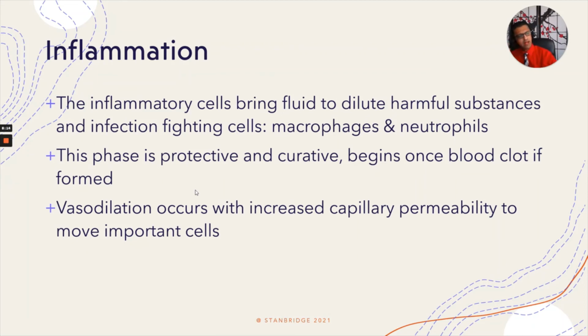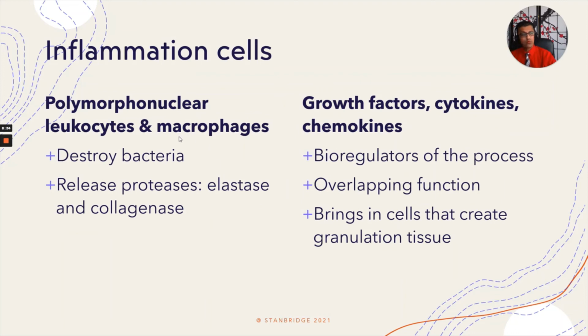Alright, so now we go to the inflammation. The inflammatory cells bring fluid to dilute harmful substances, and infection-fighting cells, macrophages and neutrophils. This phase is protective and curative, and begins once the blood clot is formed. Vasodilation occurs with increased capillary permeability to move important cells. So we want inflammation. Inflammation is good. You have polymorphonuclear leukocytes and macrophages. They destroy bacteria. They release proteases, elastase, and collagenase. You get growth factors, cytokines, and chemokines, bioregulators of the process. Overlapping function brings in cells that create granulation tissue.